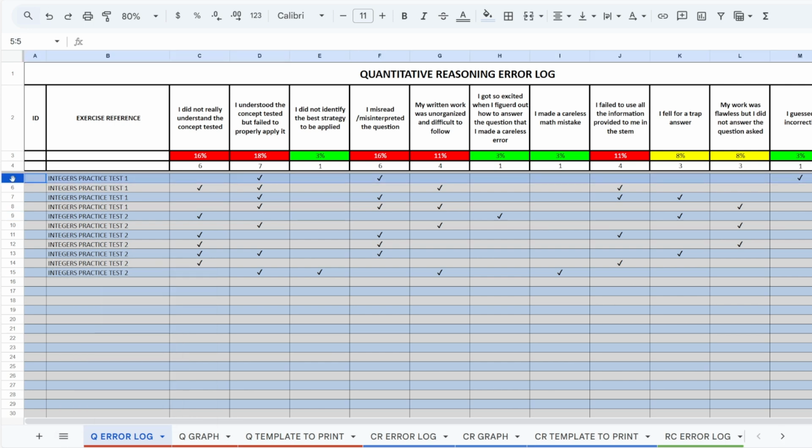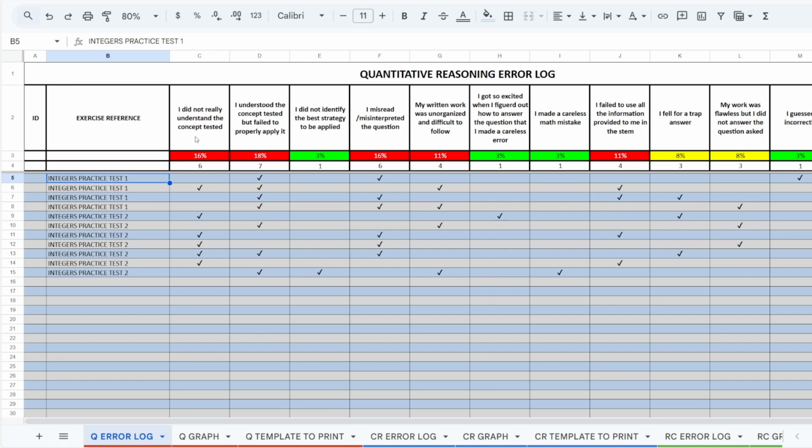The first sheet is the actual error log, where you enter your data. Here, each row corresponds to a single question that you have answered incorrectly, or that you answered correctly but with serious doubts or very poor time management. For every question you decide to log, you should first record a basic reference, where the question comes from, such as the official guide or a practice test.